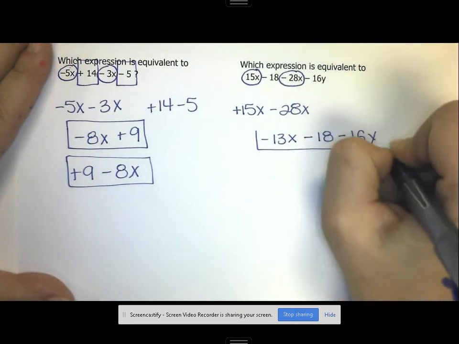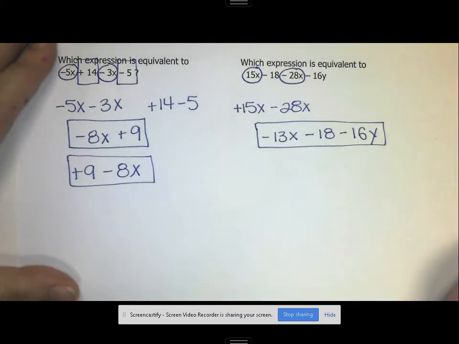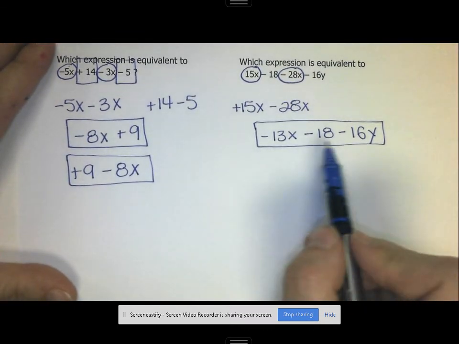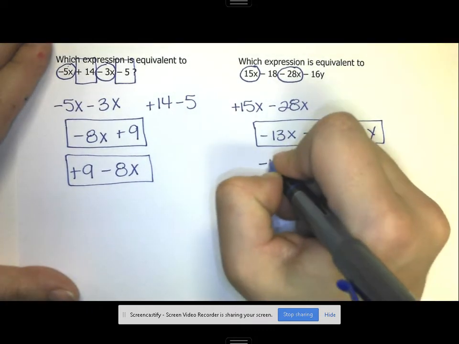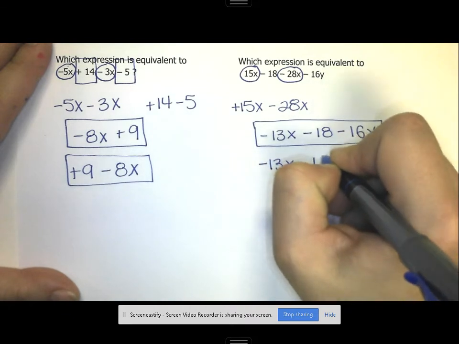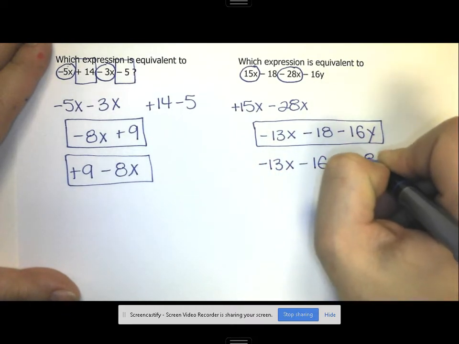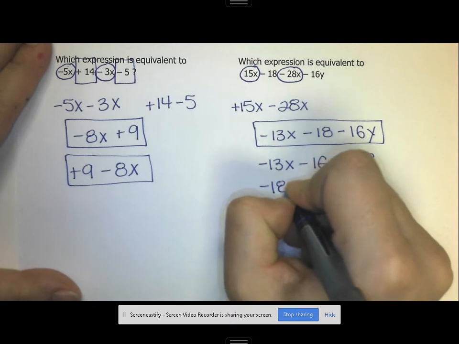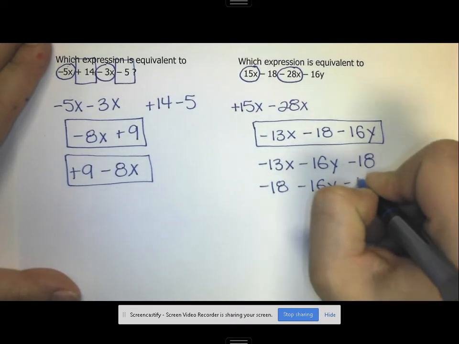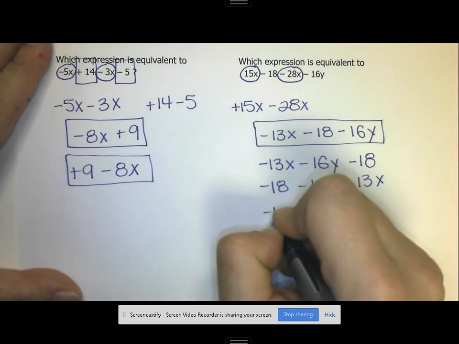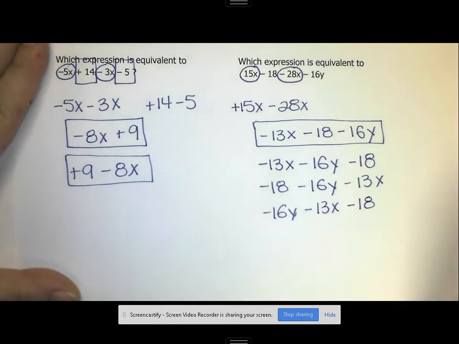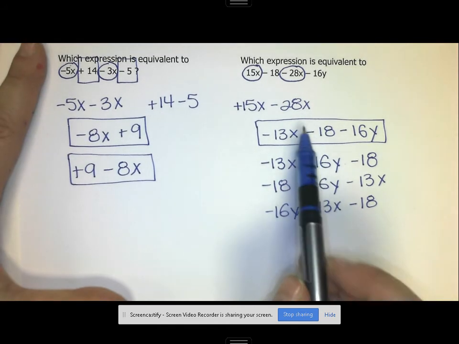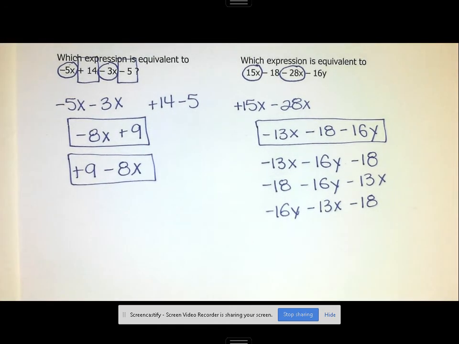Now this might not be an option for your multiple choice. Because of the commutative property, I can change the order of these terms. So I could say negative 13x minus 16y minus 18. I could say negative 18 minus 16y minus 13x. I could say negative 16y minus 13x minus 18. You get the point? Because of the commutative property, you might be looking for an answer in your multiple choice that's in a different order than the answer you got yourself.